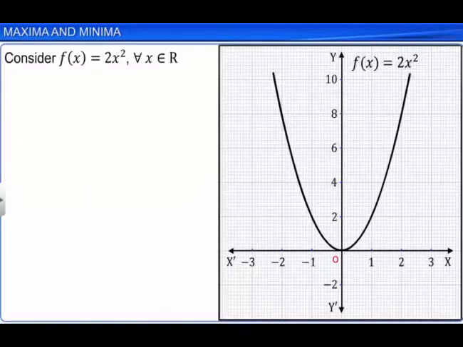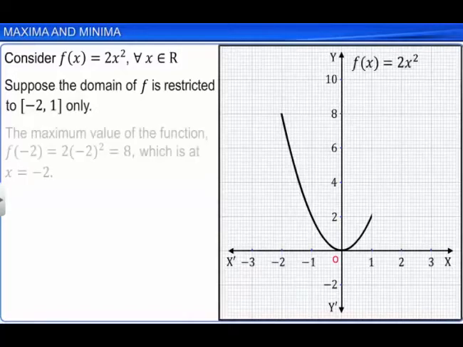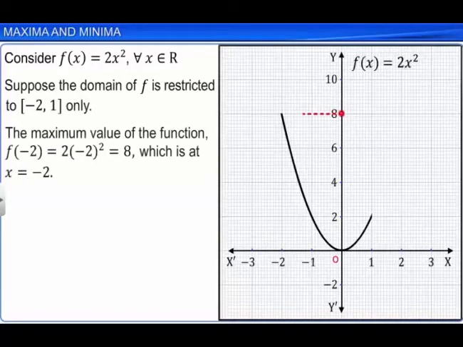However, if we restrict the domain of function f to some closed interval, then its maximum value also exists. Let's verify this. Suppose the domain of function f is restricted to the closed interval [-2, 1]. Then, the maximum value of the function is 8, which is at x = -2.